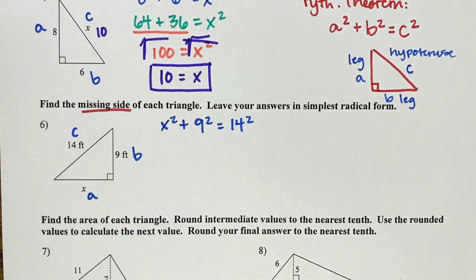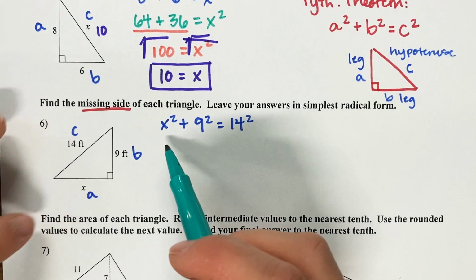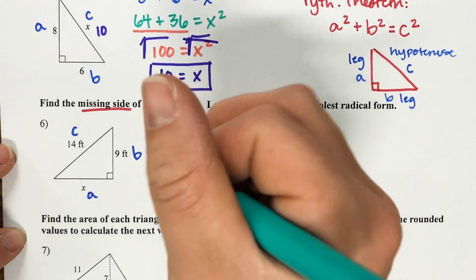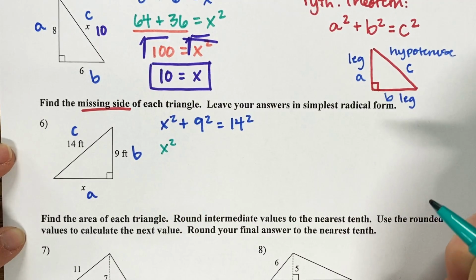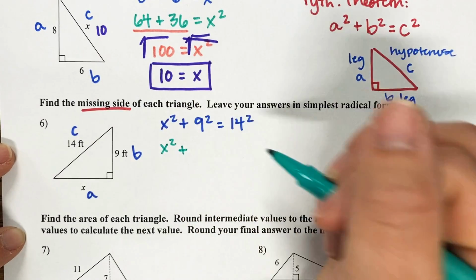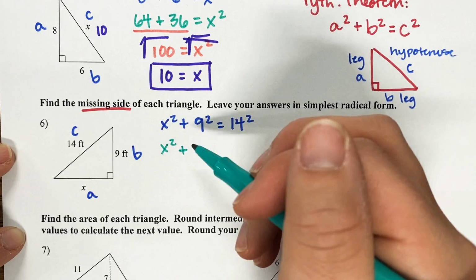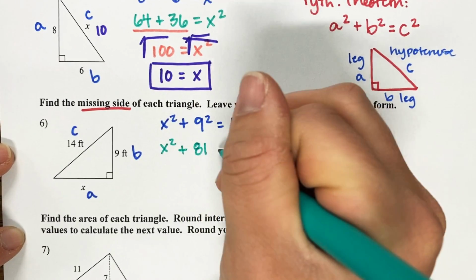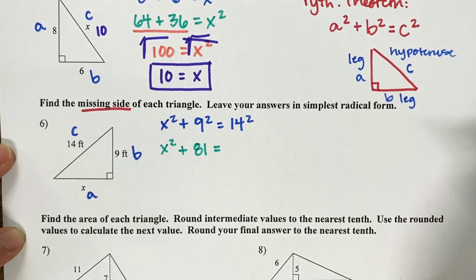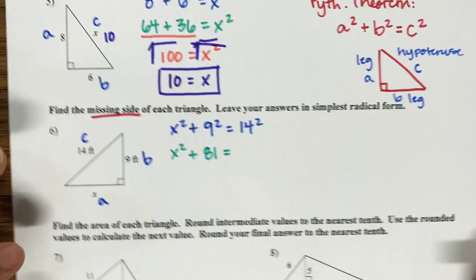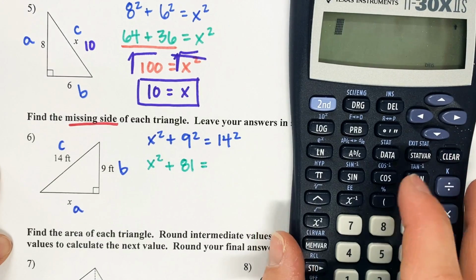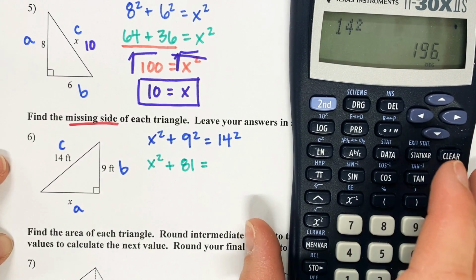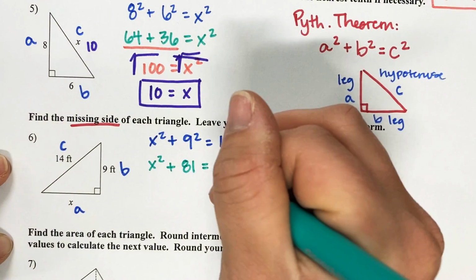Okay, so let's do some simplifying. Let's start with X squared. Can we simplify X squared when we don't know what X is? No, we can't, so it just has to stay X squared. Okay, what about 9 squared? 9 times 9. We get 81. Okay, and what about 14 squared? I'm actually going to have to use my calculator for this one. Clear, 14 squared equals 196.